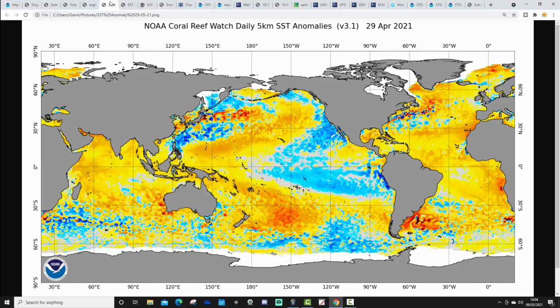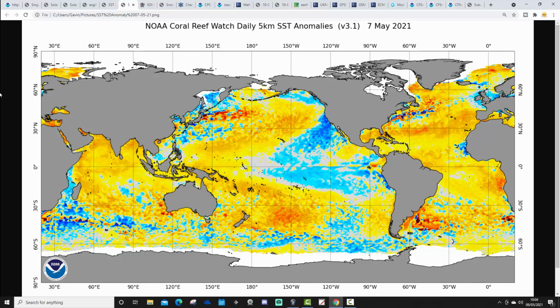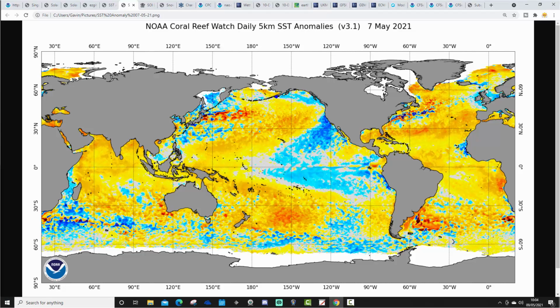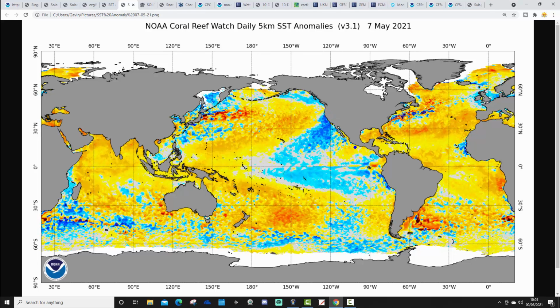Let's have a look at the Northern Pacific. Again, very little change up there either. So still got this slightly cold average area up here in the northeastern Pacific, more notably so off the central part of America into North America in the Pacific Ocean. So still pretty cool up there. Very little change in the Pacific Ocean over the past week.